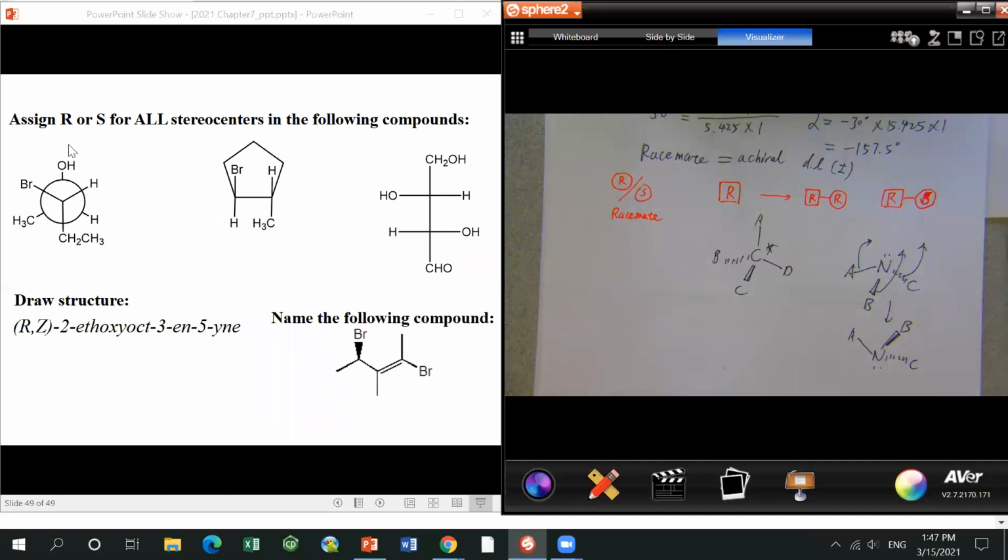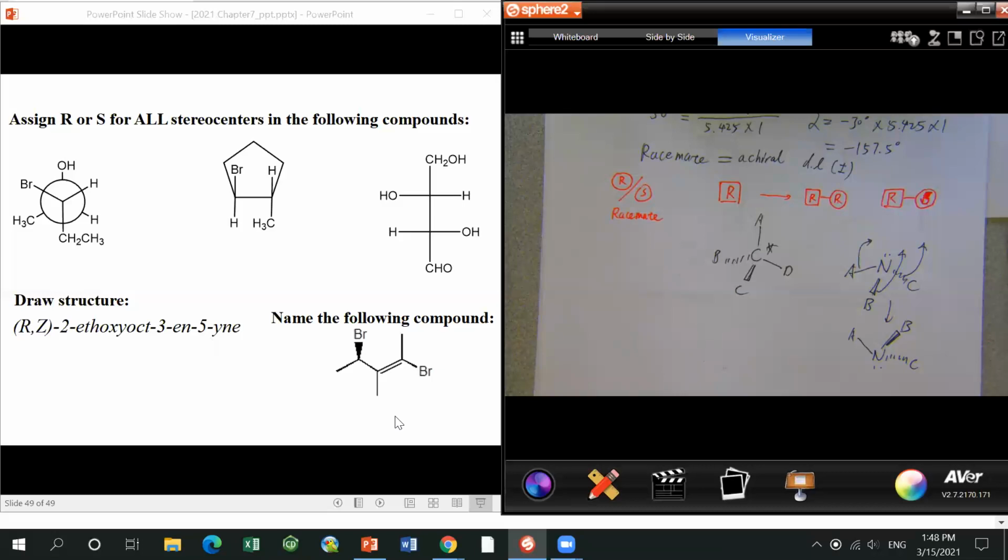And the first practice: we have 3 molecules. Find all the chiral centers, also called stereo centers, and then assign R/S to them. That's one of the most common questions, and we'll see it in chapter 7. No matter whether the molecule is shown as a Newman projection, a Fischer projection, or some other structure, you should be able to assign R/S. And the second question is a naming question: I give you the name and ask you to draw the structure, or give you the structure and ask you for the name.